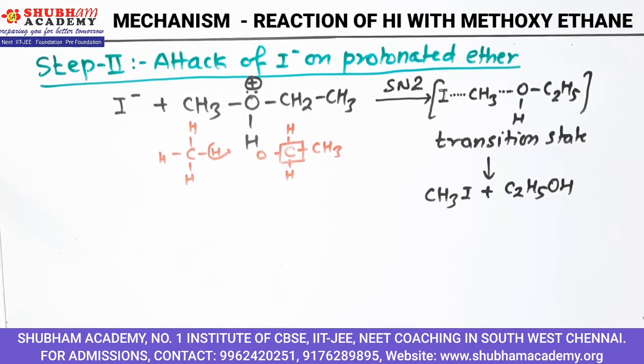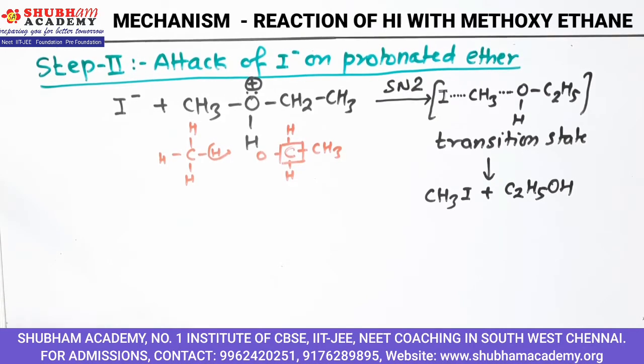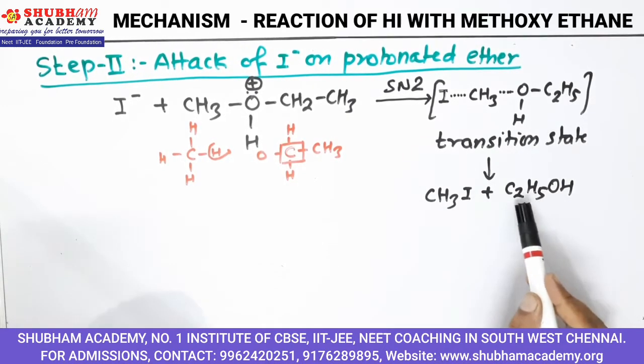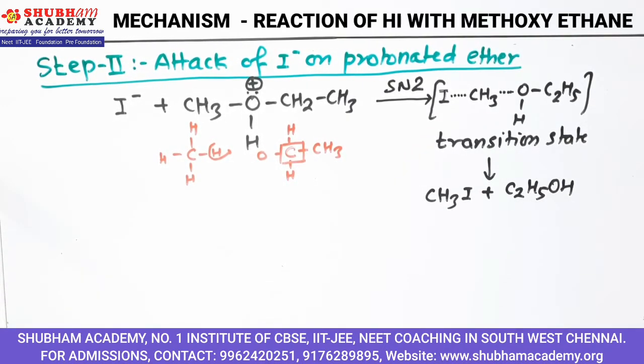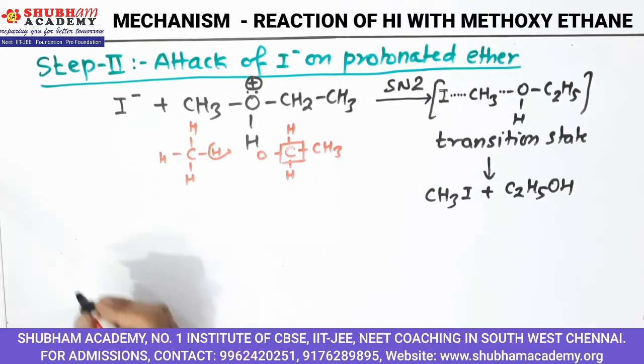So what you can see from here, you are having an unsymmetrical ether, right? What is unsymmetrical ether? The ether in which you have different types of alkyl groups on either side of oxygen, right? So if you have an unsymmetrical ether, and if you are reacting this with HI, right, then the halogen atom is linked to the smaller alkyl group, right, and the other one will be alcohol. Okay, so we'll just make a note of this point.